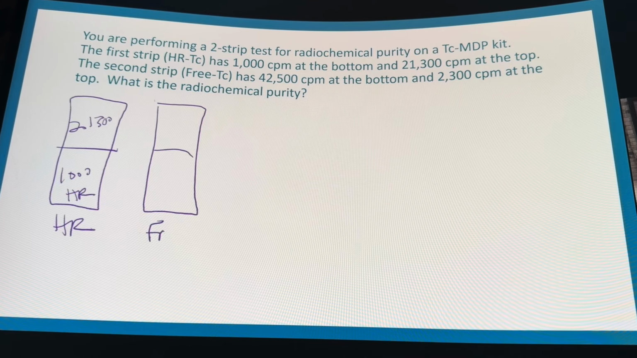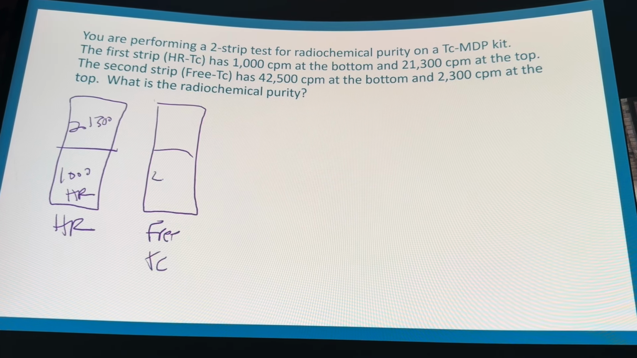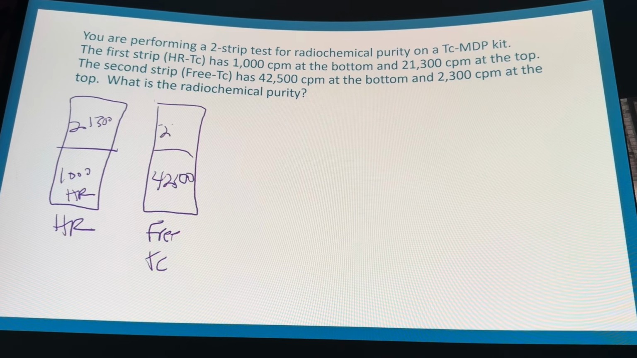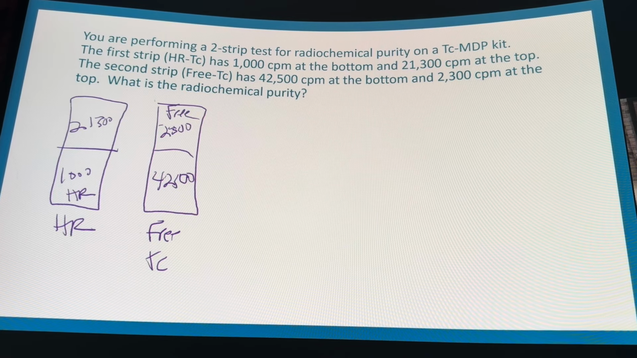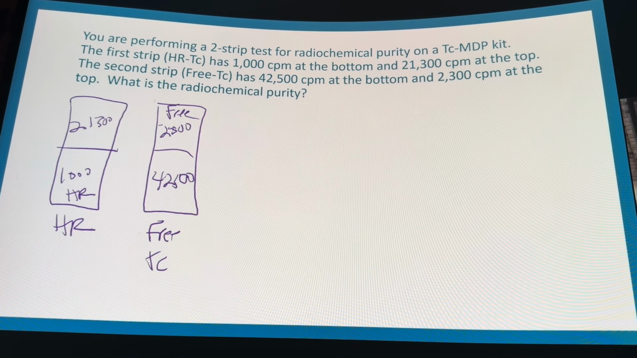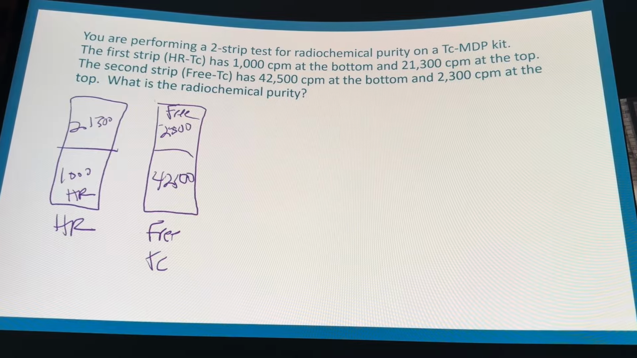On the second strip, my free tech, it has 42,500 at the bottom and 2,300 at the top. So free tech is up here, because free tech is free to fly away. So I need to find my percent hydrolyzed reduced, I need to find my percent free tech, and then I can use both of those to find my radiochemical purity.